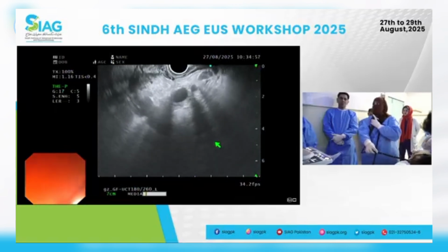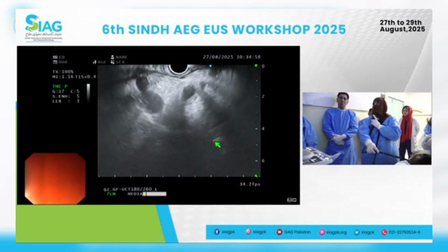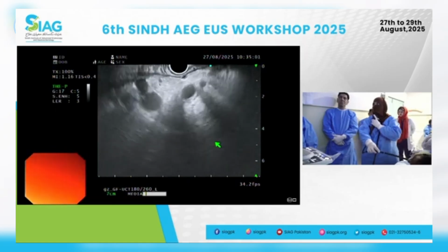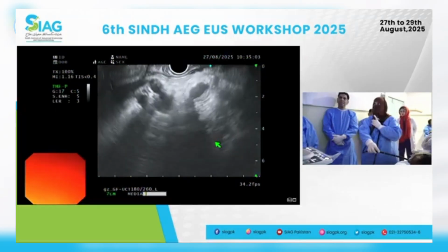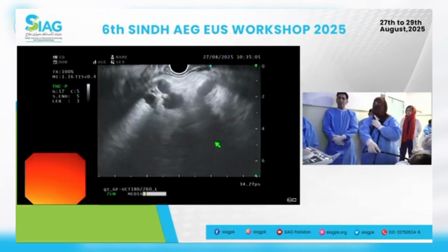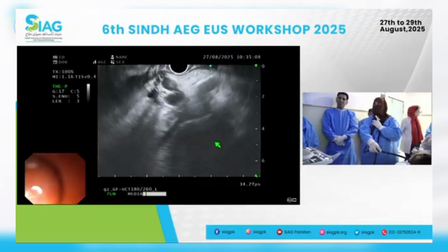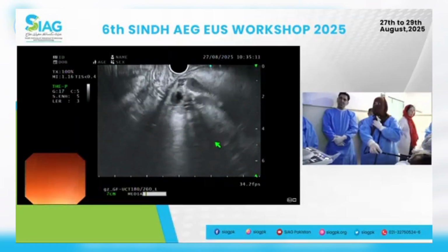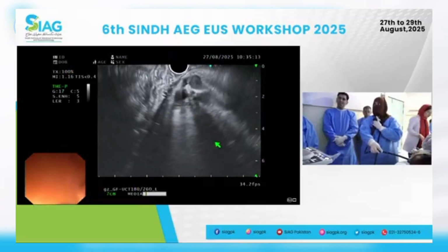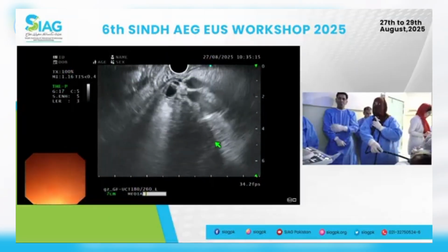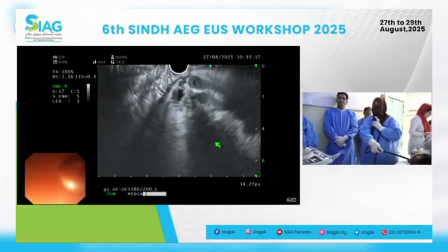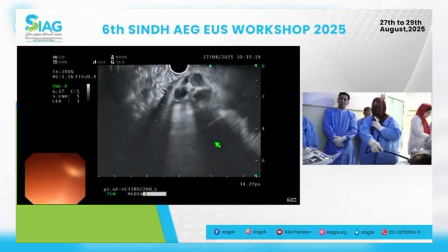There should be no resistance, it should be smooth, you should be able to advance it. Are you able to advance it? Good. Keep advancing. Splenic vessels coming in. Good. Keep advancing. Good. Towards you. This is the pancreas, we'll find out soon.